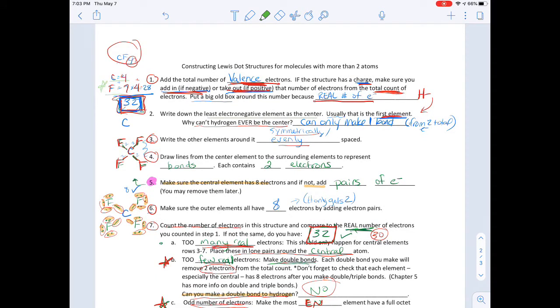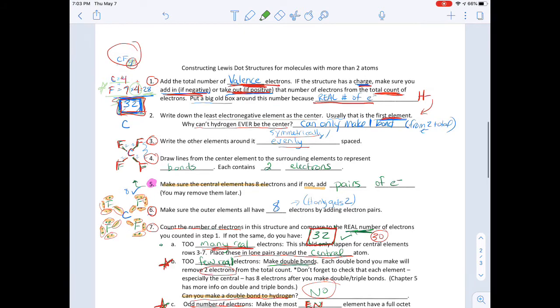Carbon has 4, fluorine has 7, and because there's 4 fluorines right there, that gives us 28. Our total valence is 32. Make sure you keep track of that. You have got to have 32 in your answer. Write the least electronegative element as the center. So that's carbon. He's in the middle. Usually that is the first element.